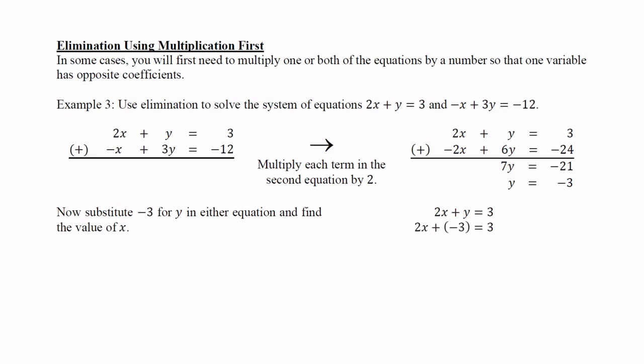So we'll plug in negative 3 for y. That gives us 2x equals 6 when you add 3 to each side. And then divide each side by 2 to get x equals 3. And so our solution here is the point 3, negative 3, our x and y values as an ordered pair.